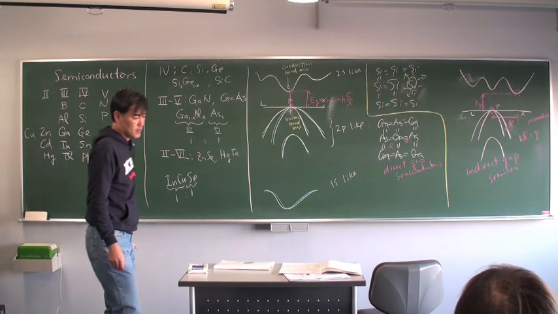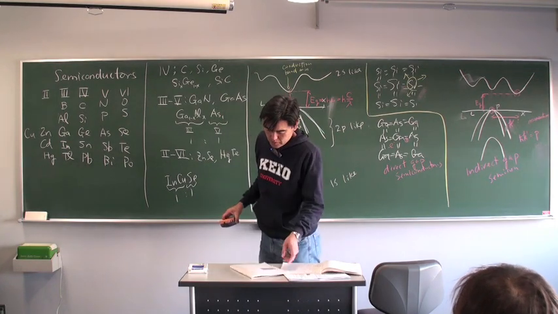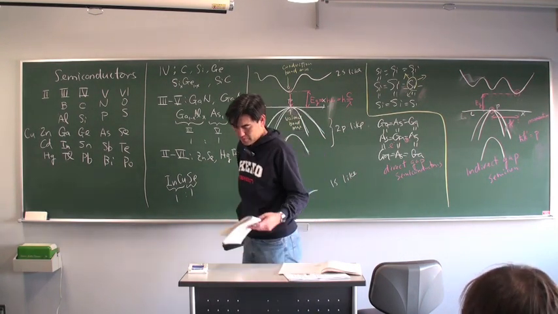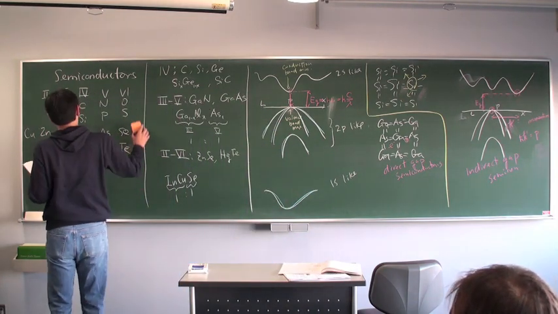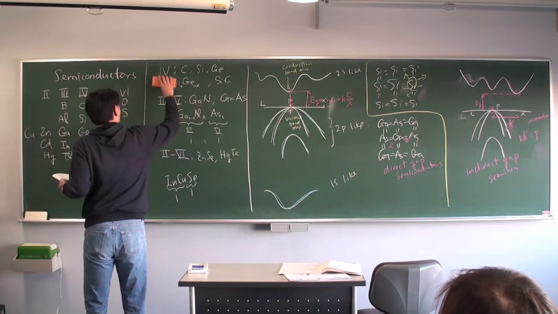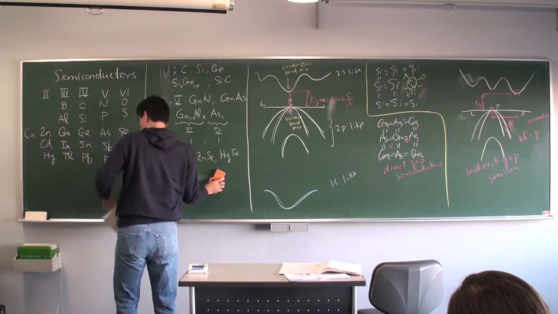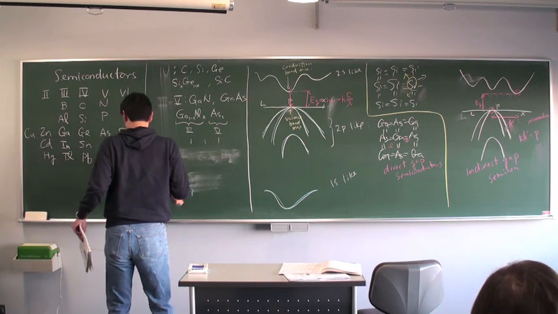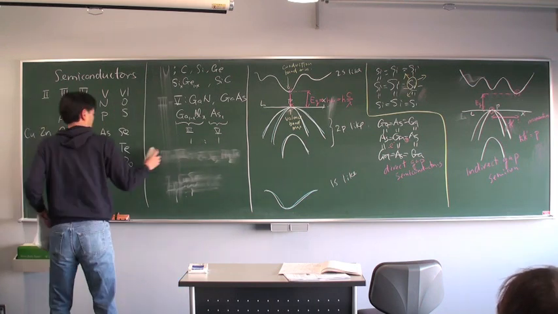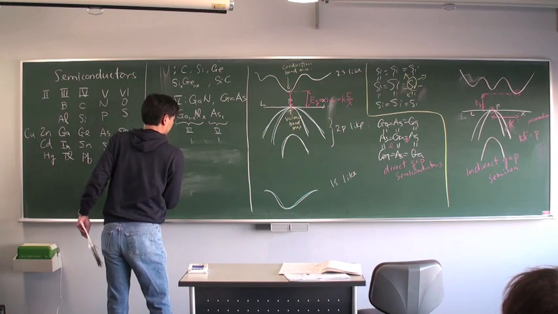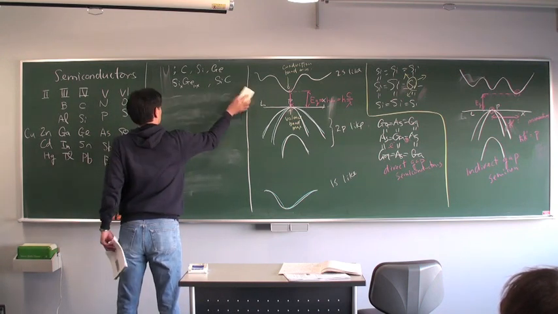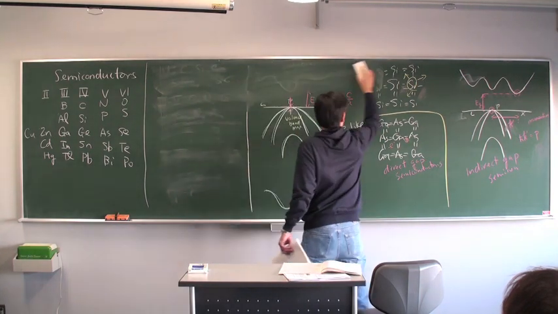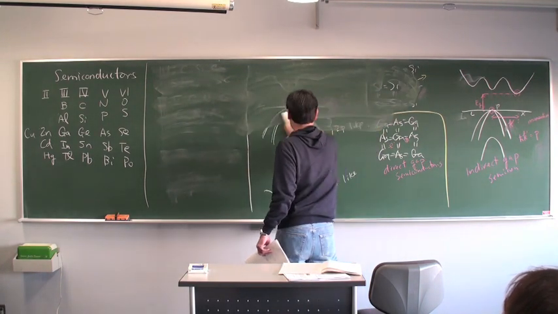Okay, so let me move on to the next part. That's the basic difference between direct and indirect semiconductors. Now we go back to density of states.